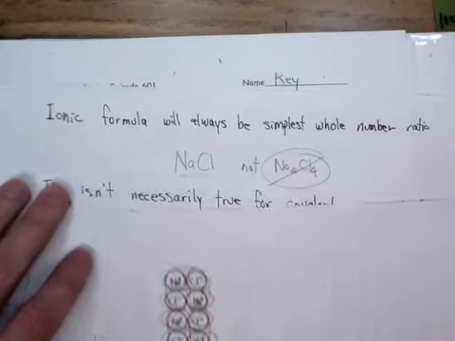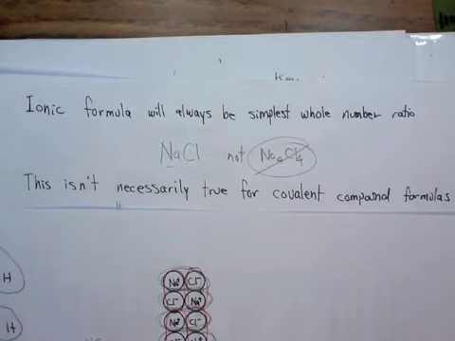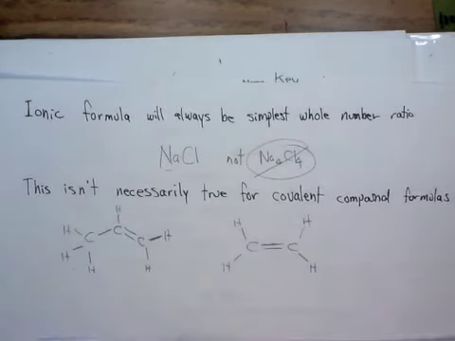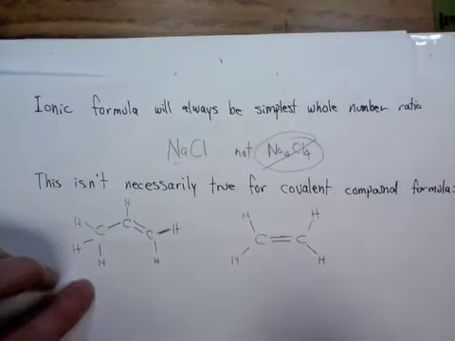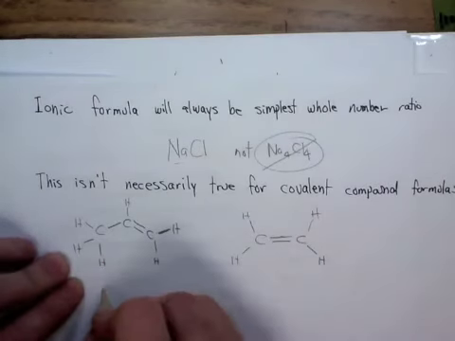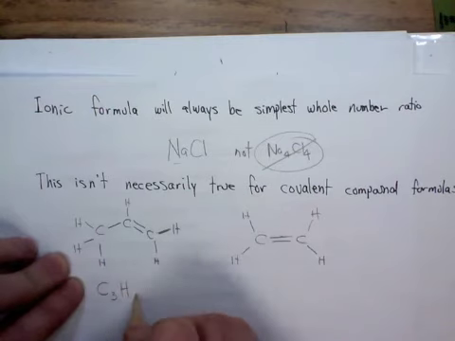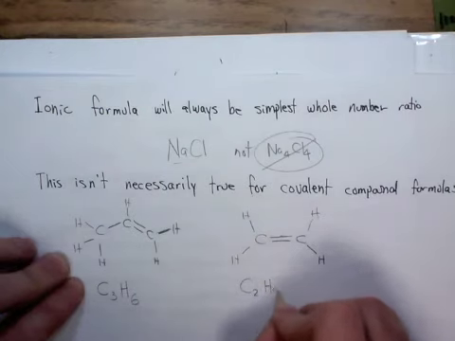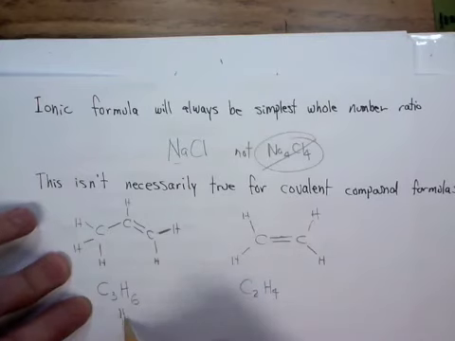You don't do the same thing for covalent compounds. For covalent compounds, remember you're just counting the atoms in each molecule. Let's take a look at these two molecules right here. If you counted up all the atoms here, this would be C3H6 (1, 2, 3, 4, 5, 6). The formula for this right here would be C2H4. Well, if we did the same thing that we did for ionic compounds, this right here would simplify to CH2.